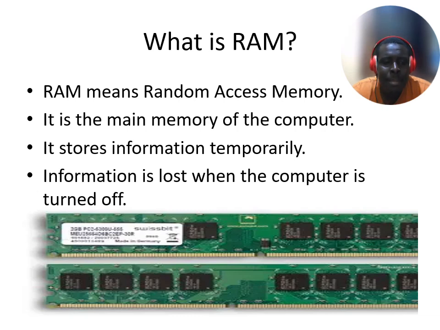RAM means random access memory. Random, access, memory. So let's dive into it. It is the main memory of the computer. It stores information temporarily. Information is lost when the computer is turned off. These are some of the key things that the RAM does.